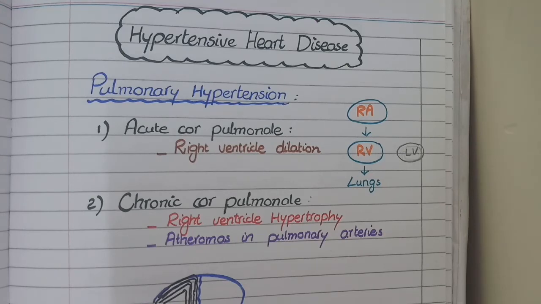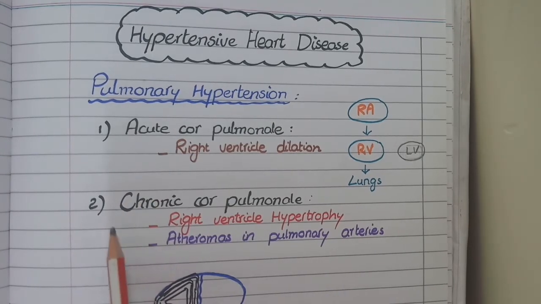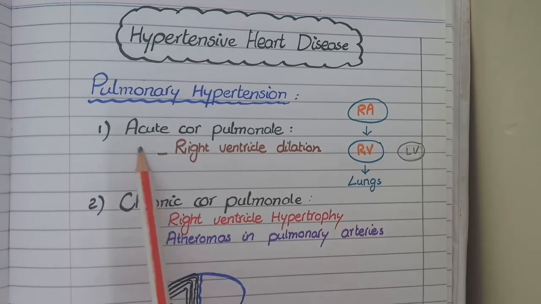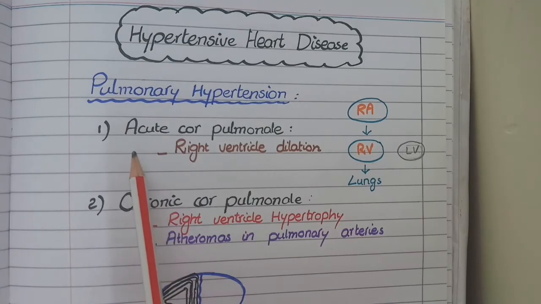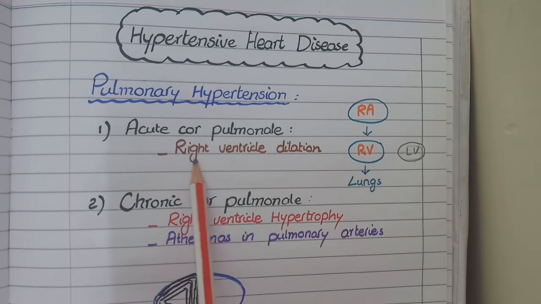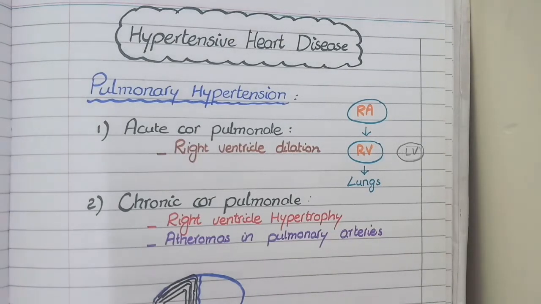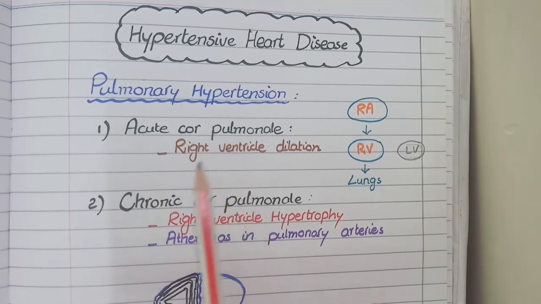Now we will study the effects of pulmonary hypertension based on whether it develops acutely or chronically. If there is acute development of pulmonary hypertension, then the right ventricle will not be able to pump the blood out of it, so the right ventricle will be dilated with the stored amount of blood that cannot be pushed out. So the right ventricle becomes dilated, and this acute failure of the right side of the heart is called acute cor pulmonale.